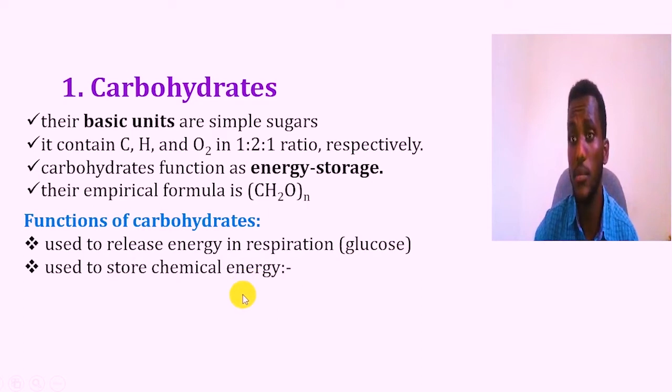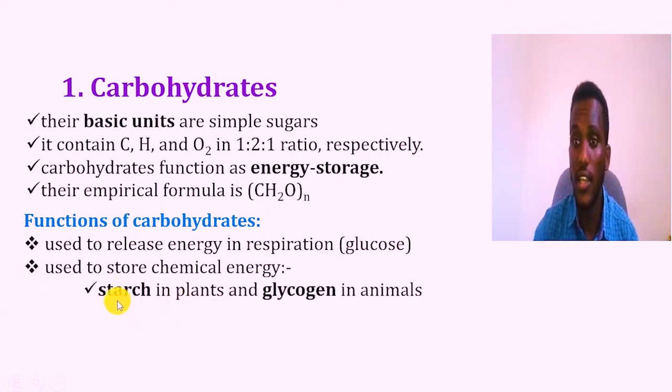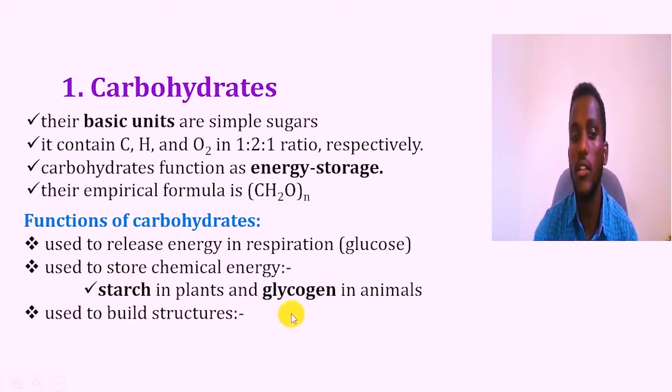Chemical energy በተለያዩ ኦርጋኒዝሞች ስቶር ያደርጋል። ለምሳሌ starch ስናይ, starch is a carbohydrate which stores energy, found in plants, and glycogen in the case of animals. ስለዚህ store energy ያደርጋል ማለት ነው። Not only this, but the carbohydrate is also important as a structural building block, or structural component of the cell.